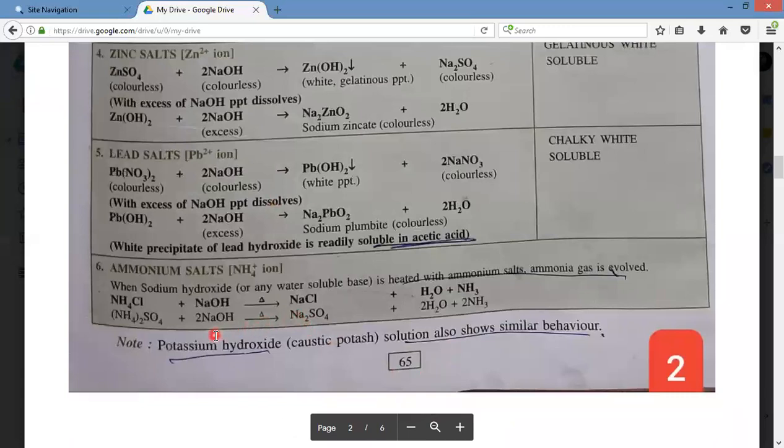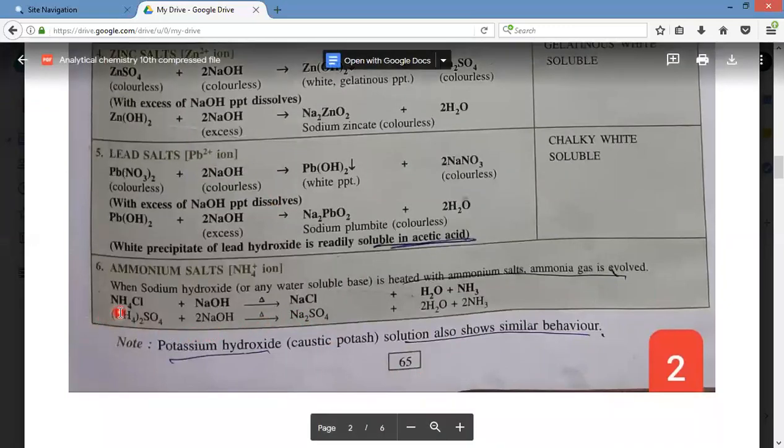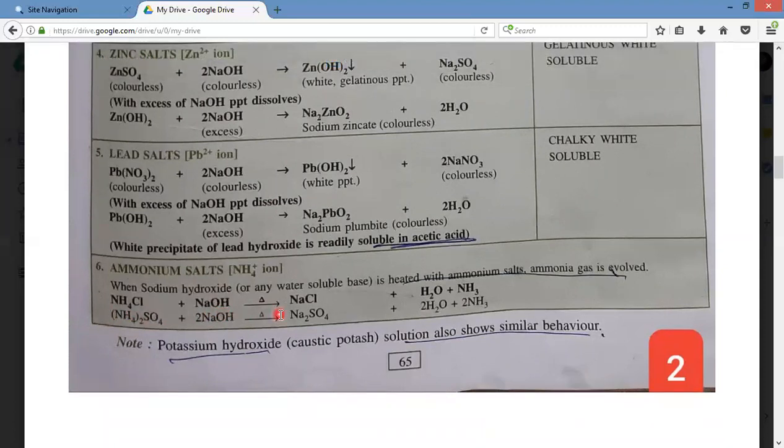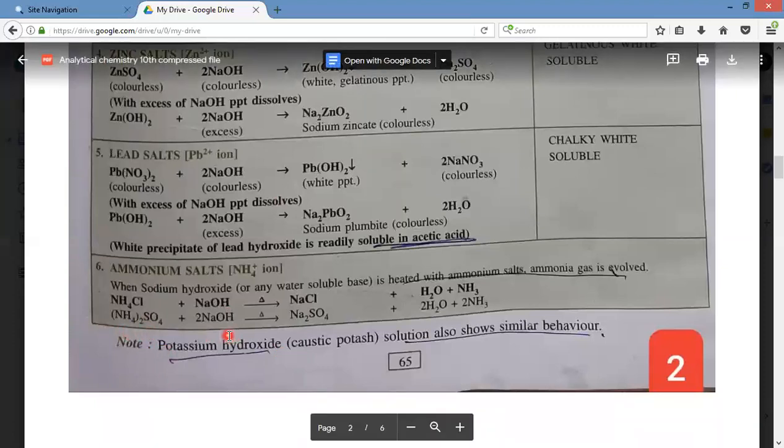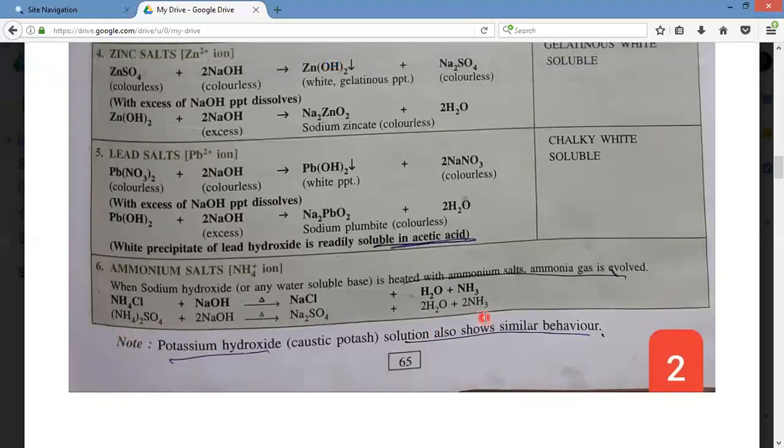Last is the ammonium salt, very important. Ammonium chloride, the white solid, treated with sodium hydroxide, colorless in nature, and we are heating it. Salt is forming, sodium chloride, with water and ammonia gas. Ammonia has a pungent, choking smell, which turns Nessler's reagent brown. Ammonium sulfate treated with sodium hydroxide forms sodium sulfate again with water and ammonia. A gas is there which turns Nessler's reagent brown.